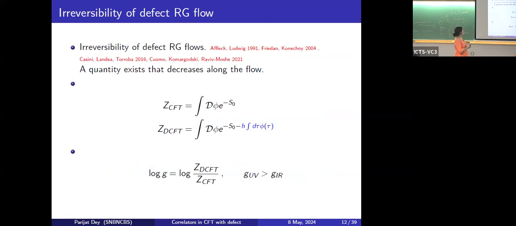Now, before going further, I just want to mention the irreversibility of the defect RG flow. One can actually compute a quantity which decreases along the defect RG flow. It was first conjectured by Affleck and Ludwig in 1991 in the context of conformal field theory, and then it was proved by Friedan and Konechny in 2004, and later on this proof was also discussed from the point of view of quantum information theory.